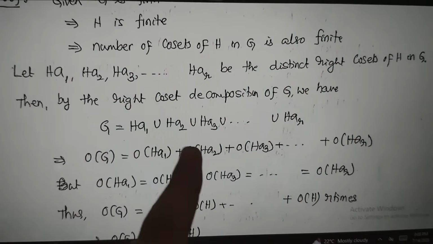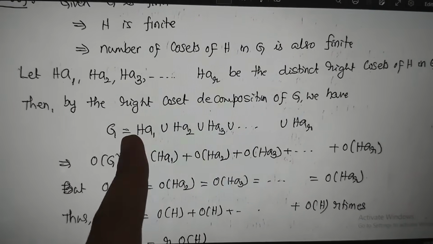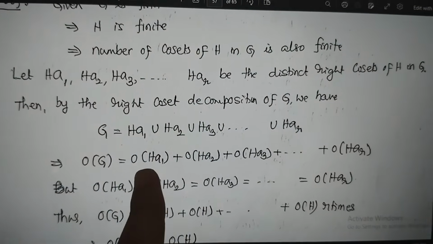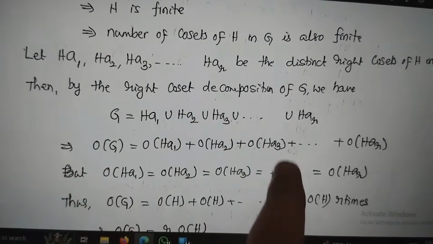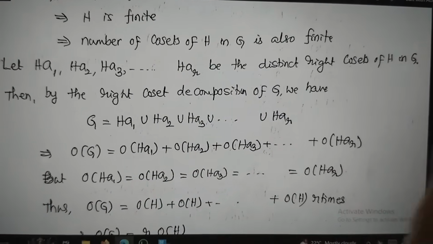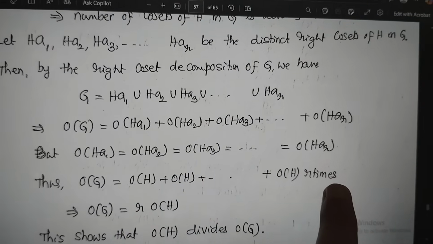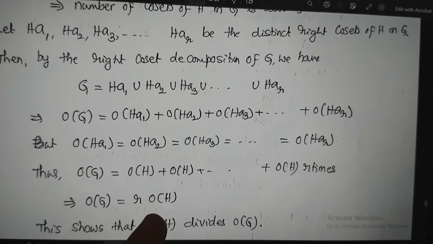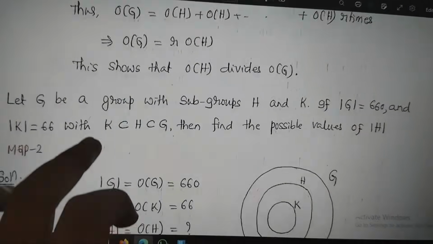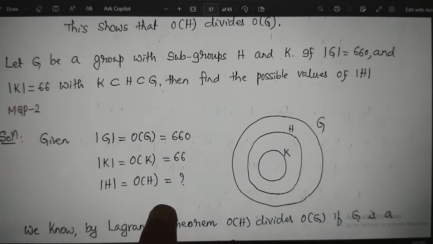Now in order to prove it, we will take that big group. What does that big group contain? H, that is the small group, and A1, A2, A3 are the values. Then you apply O to both sides. Once you apply O, all of these will become equal. Now that equality can be expressed in terms of R. That is O(G) = R into O(H). This much if you prove, you will get 7 to 8 marks.